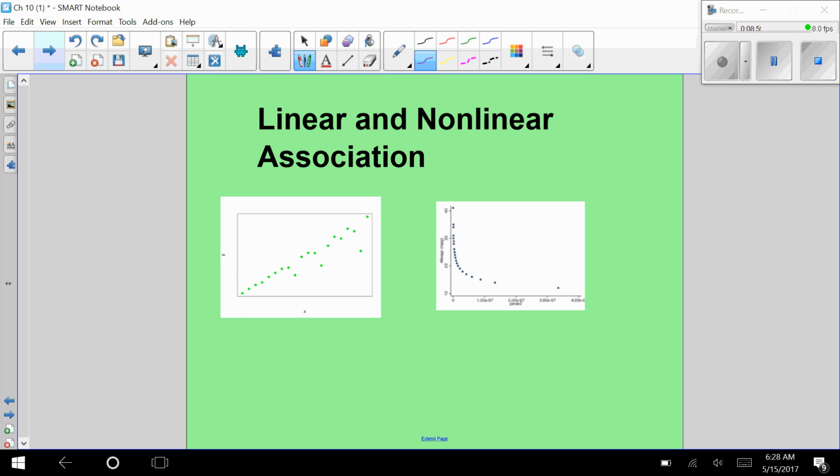You will also have to determine linear and nonlinear association. So this first one with the green dots, that is definitely a linear association. They go about straight. For this one on the right, that is nonlinear association because there's not a straight line that would approximate that very well. We would have to use this curvy one.